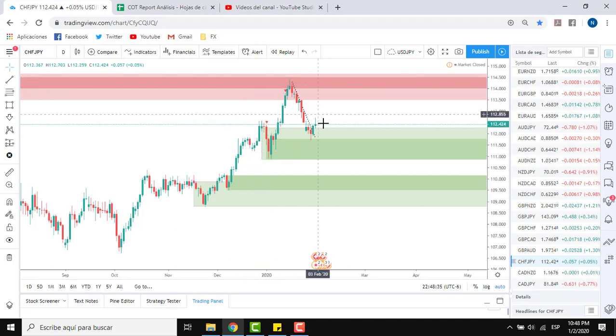Now price is getting back to the same zone. Okay, now we want to buy here. That's pretty much the concept.